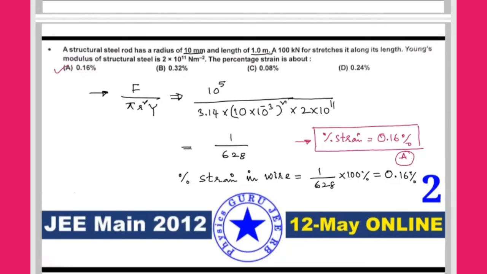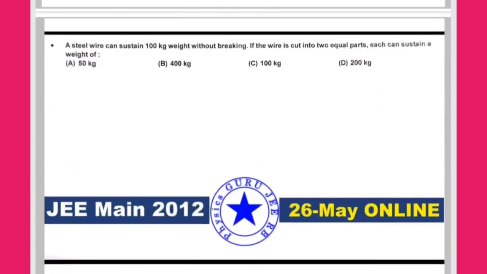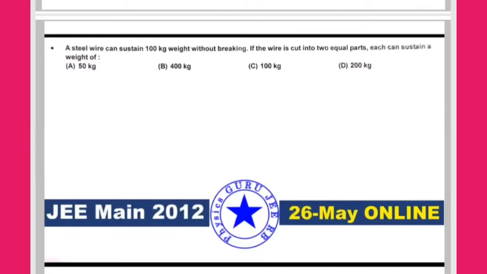Right. Hope it is clear till this point. Next, 2012 only. It is given in 26th May online. Now, a steel wire was suspended with a 100 kg weight without breaking. This is a conceptual question. If the wire is cut into two equal parts, how much weight can each part sustain? That is the question here, right?